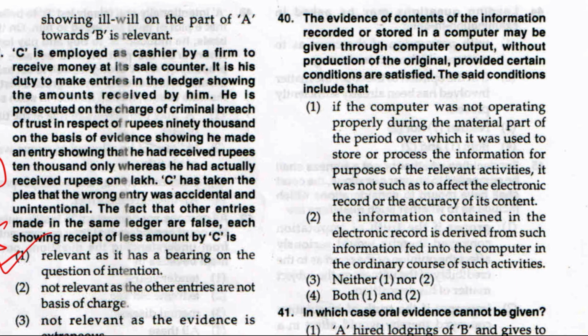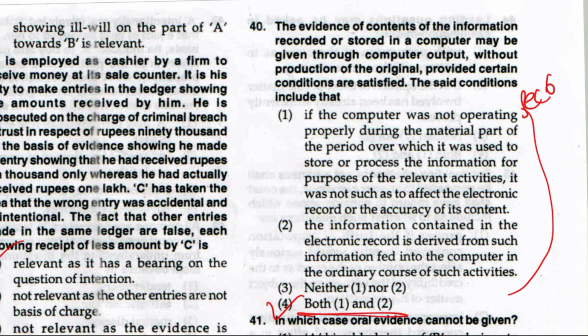Question number 40. The evidence of contents of information recorded or stored in a computer may be given through computer output without production of the original, provided certain conditions are satisfied. The said conditions include what? Option 1, if the computer was not operating properly during the material part of the period over which it was used to store or process. Option 2, the right answer here is both 1 and 2. Option 4, and this is section 65B of the Evidence Act.